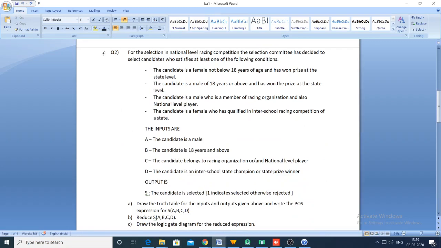Question number 2. For the selection in a national level racing competition, the selection committee has decided to select candidates who satisfy at least one of the following conditions. The candidate is a female not below 18 years of age and has won the prize at the state level. The candidate is a male of 18 years or above and has won the prize at the state level. The candidate is a male who is a member of a racing organization and also a national level player. The candidate is a female who has qualified in an inter-school racing competition of a state.